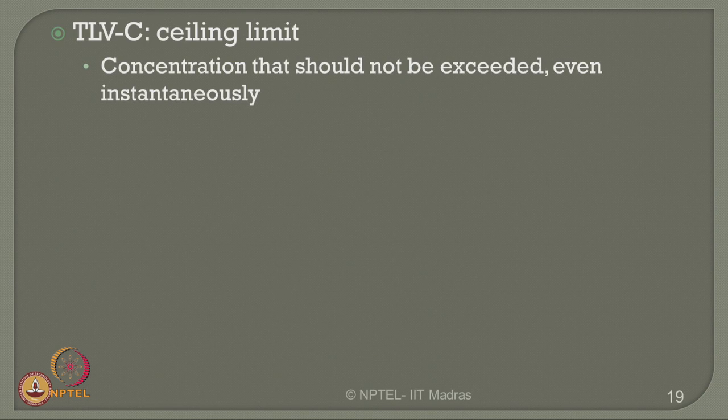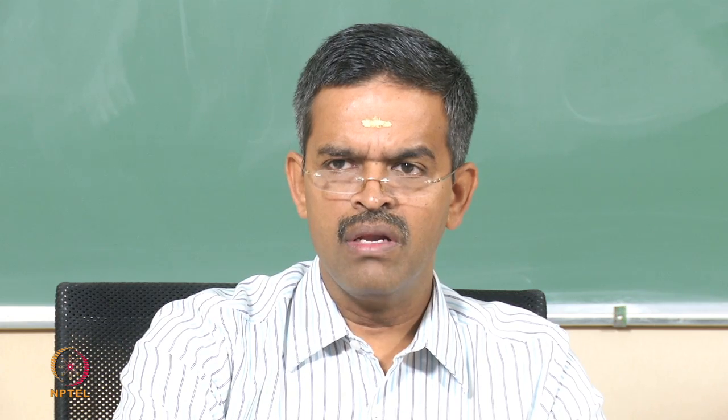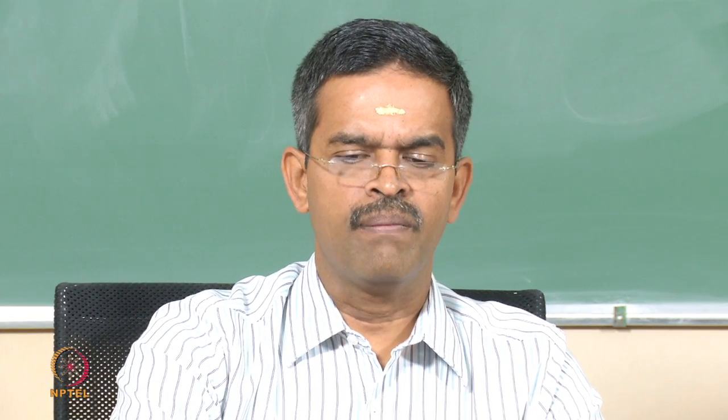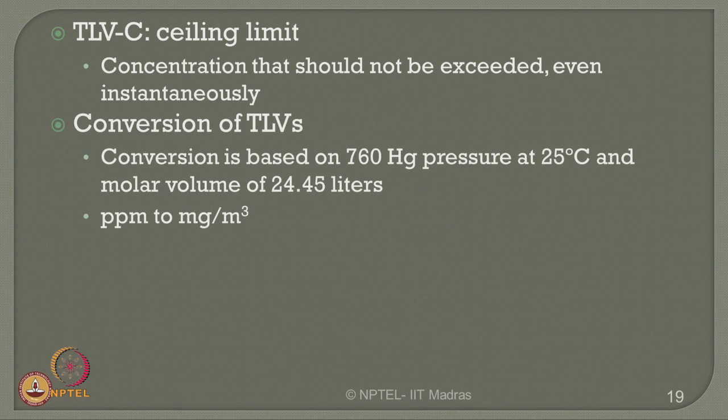The third one is called a ceiling point or a ceiling limit, that is called TLVC. It is the maximum concentration that should not be exceeded even instantaneously, that is even for a second this concentration value of the chemical should not be exceeded, because this will not be sustained by a human being or a biological organism. Now one can convert TLVs to parts per million or milligram per cubic meter.